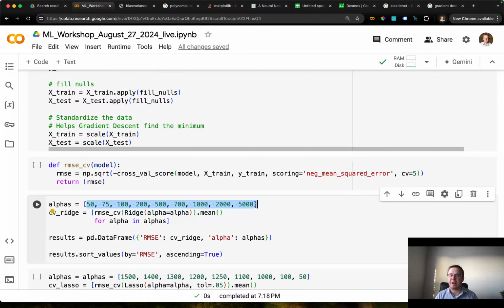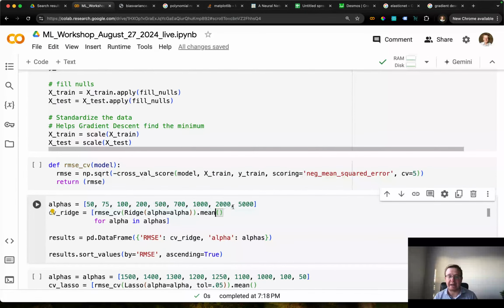Now, typically we don't use values this big for the regularization strength. We're using these big values because our y variable is really big. The value of the homes is in the hundreds of thousands. So these regularization strengths are larger than we would typically see. We also have lots of coefficients. So these regularization strength values are also bigger than you'll typically see.